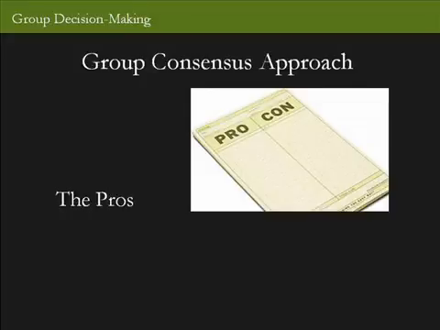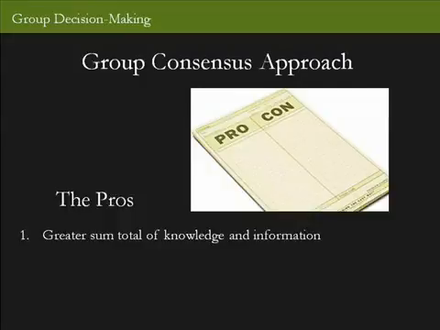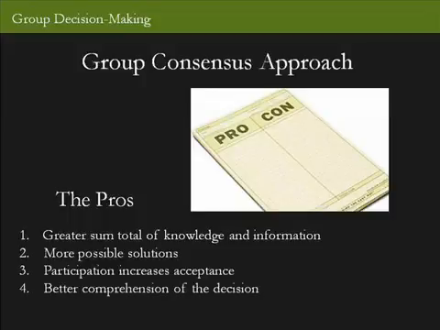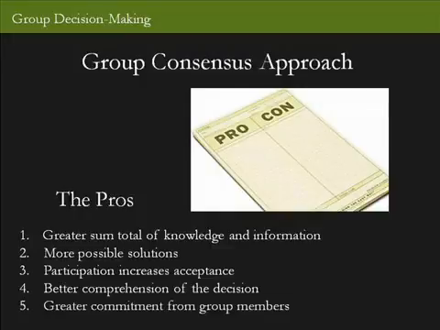There are many assets of the group consensus approach. The primary ones include a greater sum total of knowledge and information, a greater number of approaches to a problem and therefore potential solutions. Participation in problem solving increases acceptance. In fact, a lower quality solution that has wide acceptance can be more effective than a higher quality solution that lacks it. Better comprehension of the decision, as the chances for communication failures are greatly reduced when the individuals who must work together in executing the decision have participated in making it. And a greater commitment of the members to the decision.